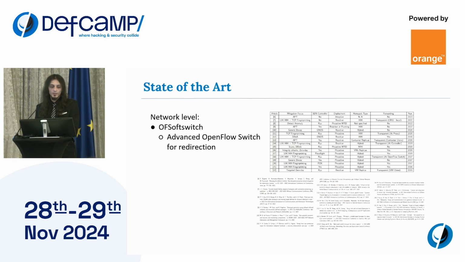At the network level, we have OF soft switch that proposed a more advanced OpenFlow switch that will also use arithmetic operations to recalculate the TCP IP sessions, the sequence and acknowledgement numbers. Furthermore, HoneyDoc proposed let's keep the software-defined network standard as it is, and let's just recalculate the TCP IP sessions on the controller itself.